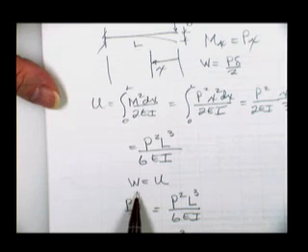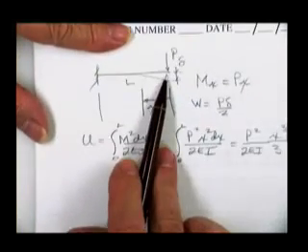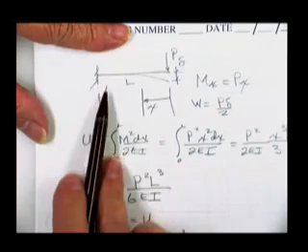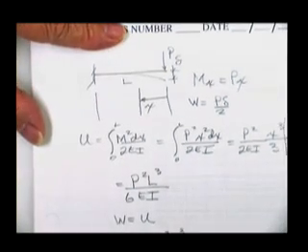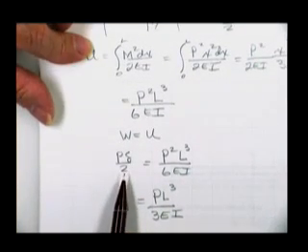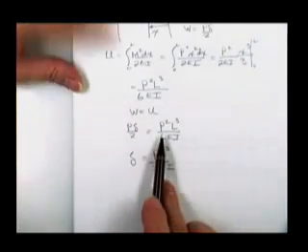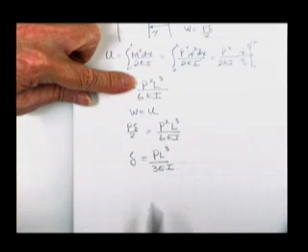Setting how hard you worked to make it deflect equal to the energy you stored in the beam, and assuming you didn't hit it real hard and cause it to vibrate into waves, in which case you'll have to take a vibrations class: P delta over 2 is equal to P squared L cubed over 6EI. The deflection is equal to PL cubed over 3EI.